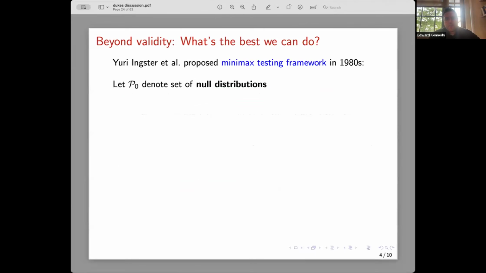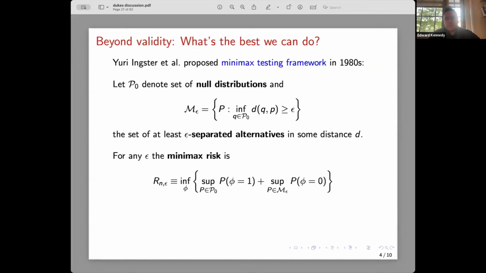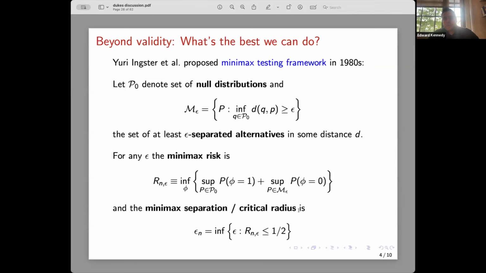And so the way this is set up is you've got some set of null distributions. So this could be things like distributions where the CATE equals the average treatment effect, for example. And then you have some set of alternatives which are separated from the null distributions in some distance by some amount epsilon. And then for any separation epsilon, you can think about the minimax risk. So this is just the type 1 error and type 2 error for the set of null distributions and this set of alternatives. And then you want to try to find the test that makes this as small as possible, right? So it's the best possible test in the sense of this worst-case risk. And then in the testing world, it's common to think about this minimax separation or critical radius, which says what's the smallest epsilon I could tolerate and still give you some guarantee on the risk here.